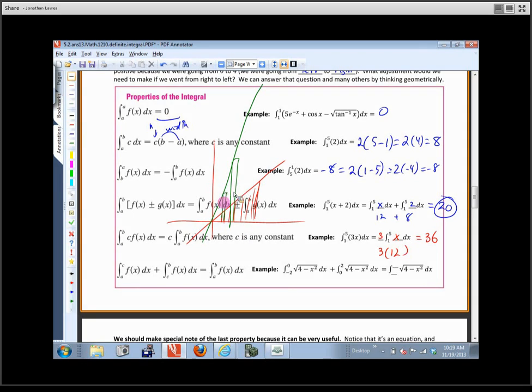If every one of these rectangles is 3 times taller than it was before, what's going to happen to the area? It's going to be 3 times bigger than it was before. So that's kind of the rationale for the constant multiple property here. Any questions?